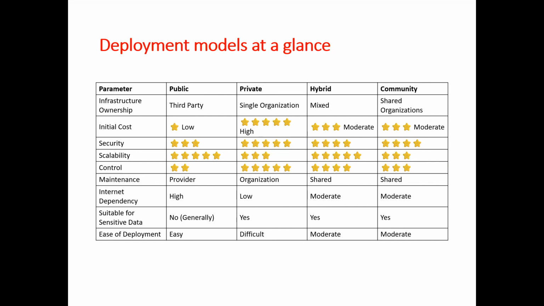The public cloud purely depends on the internet, while the private cloud has low internet dependency. Ease of deployment is very easy in public cloud, while private is very difficult. Hybrid and community are moderate.